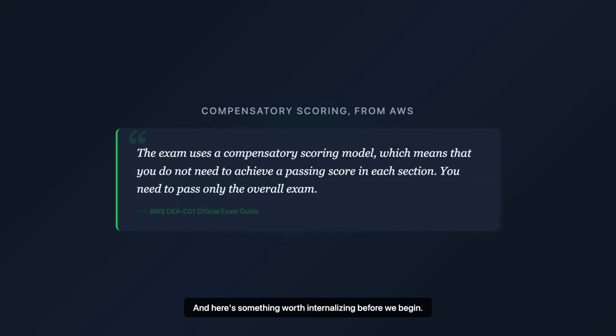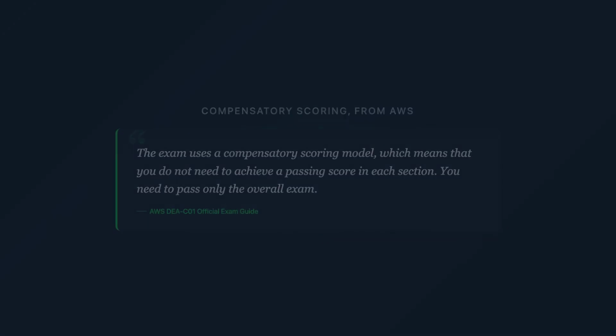And here's something worth internalizing before we begin. Amazon Web Services uses compensatory scoring, which means you don't need to pass each domain individually. You only need to pass the overall exam. So if one domain feels brutal on exam day, don't panic, bank every easy point you can across the others. There is no minimum per domain score you have to hit.